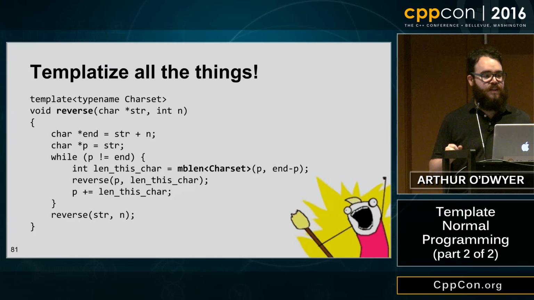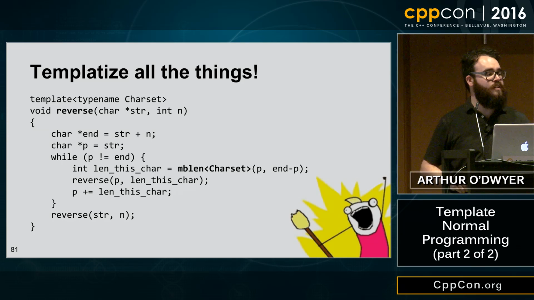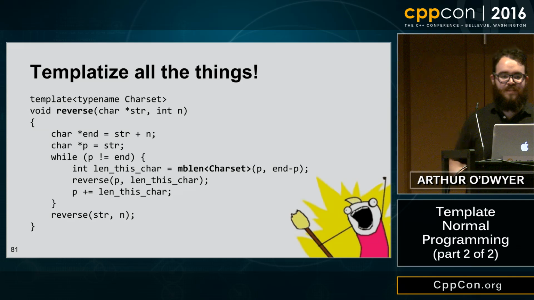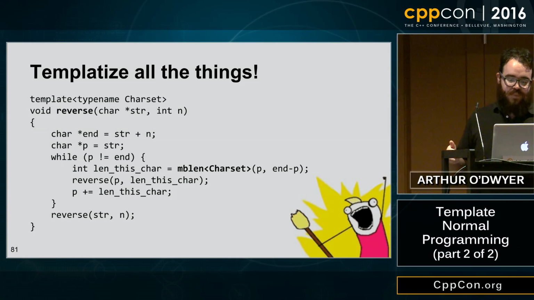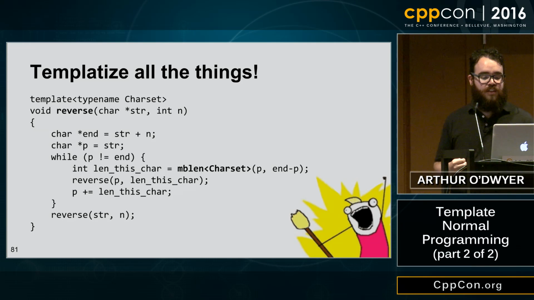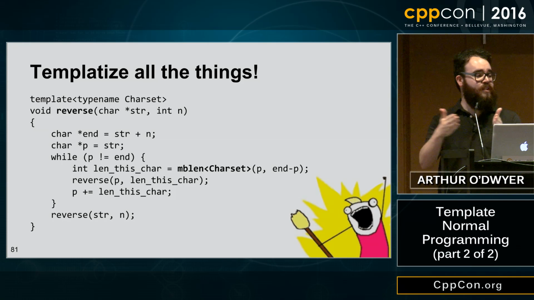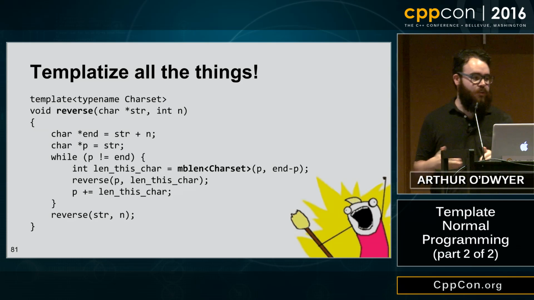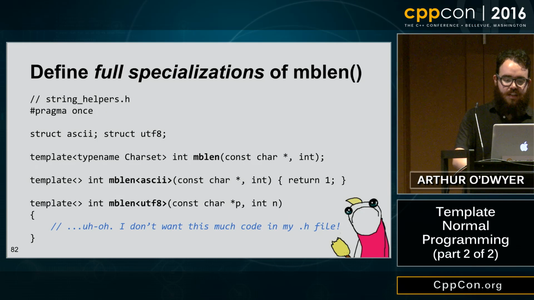This is the reverse each individual character and then reverse the entire string. Good interview question, by the way. Remember this for your whiteboards. It relies on mblen of charset, which is a function that's going to return, given where I am in the string, how many bytes are in this next character. For ASCII, that's always going to be 1. For UTF-8, it could be anywhere from 1 to 4, or maybe 5.